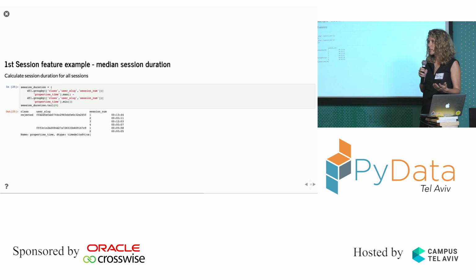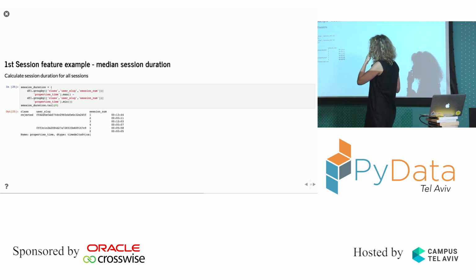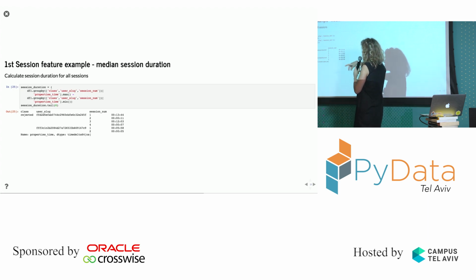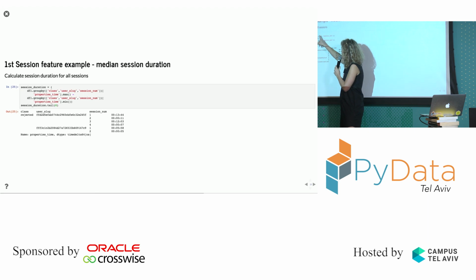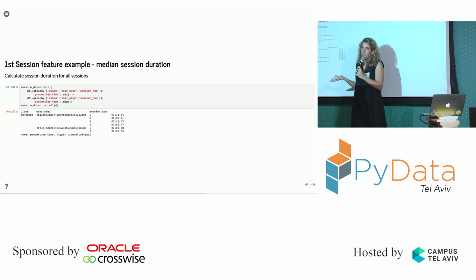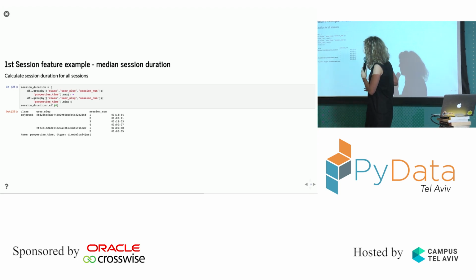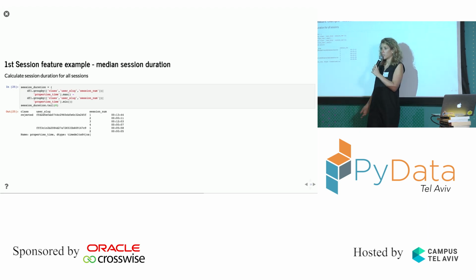So for example, this is the median session duration. And I'm just showing how you can do it really nicely with Pandas. You can see that I just did group by the user. I also group by the session number because I want to group per session. And then I take the maximum time for the session minus the minimum time. And this gives us the session duration. And now you can see for each user, for each session, how long this session takes.